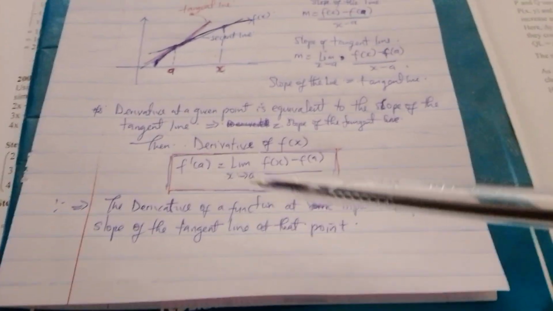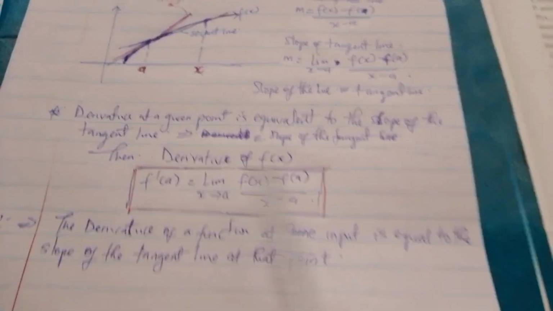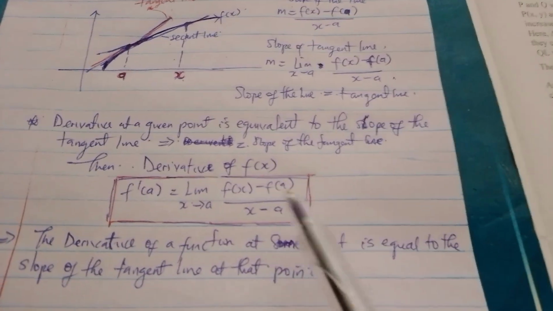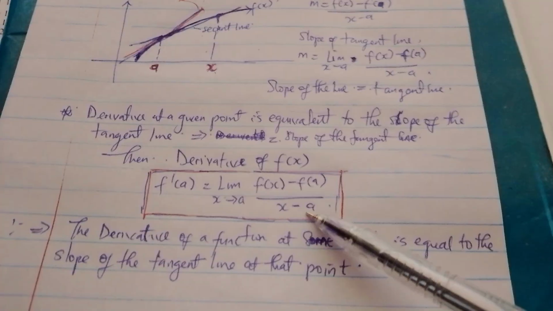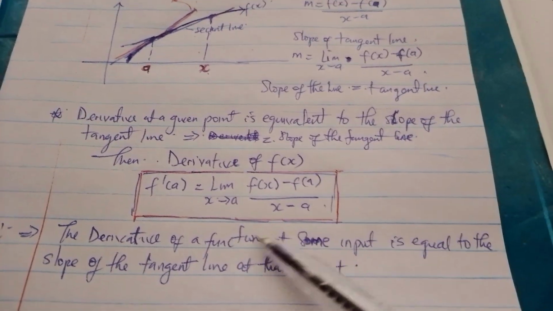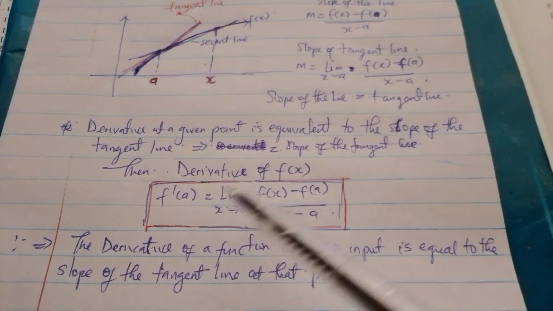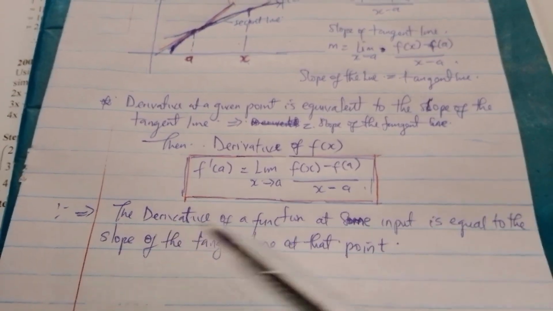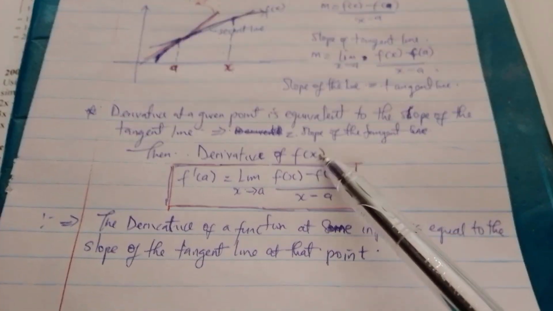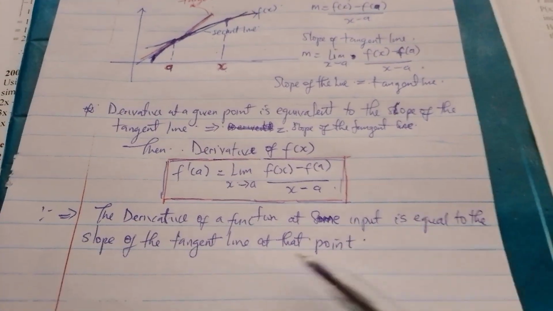That is the derivative of a function. Normally, for derivative, what you have been doing is dy dx, changing y over changing x, and this is just the general formula of representation. Do you get it now? In case you are asked in exam, the derivative of a function at some point is equal to the slope of the tangent line at that point.